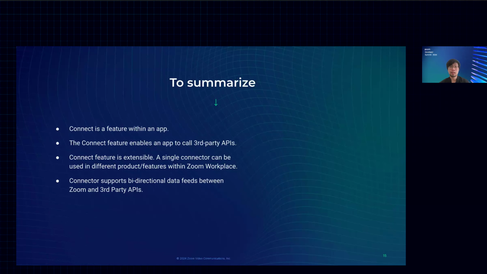So now, before you walk away from this session about connectors and the connector framework at Zoom, I want you to take away a few things. Number one, Connect is a feature within an app, and any app that uses the Connect feature in Zoom, we call them connectors. And that can be using only the Connect feature or with any existing features that are available today in our marketplace build flow, like our service feature with JS SDK, or using it with the Zoom API and webhooks as well. Essentially, Connect features enable an app to call third-party APIs.